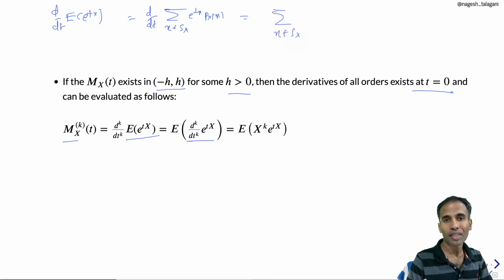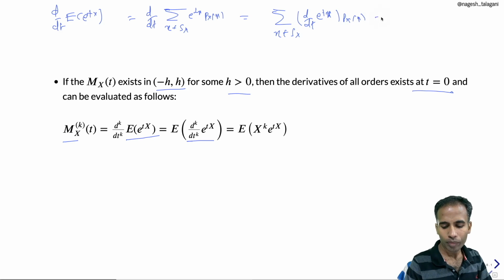Just because of generalization of the u plus v rule, that is we can do d by dt of e power tx times p of x. Even if Sx is countably infinite, we can still perform this term by term differentiation because of some nice convergence of this series in the interval minus h to h. So now it looks like expectation of d by dt e power tx.